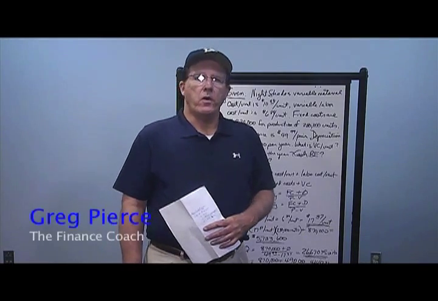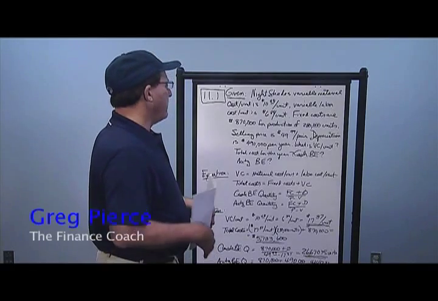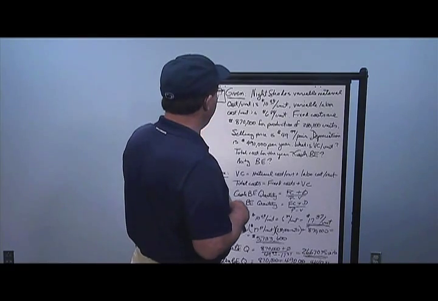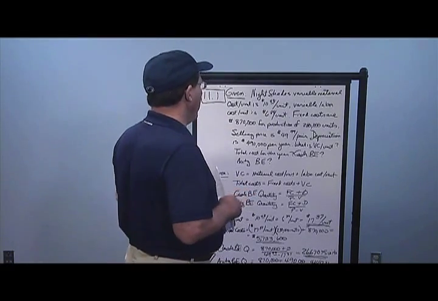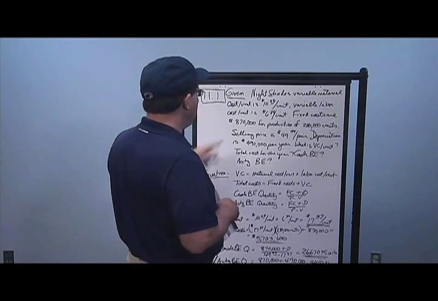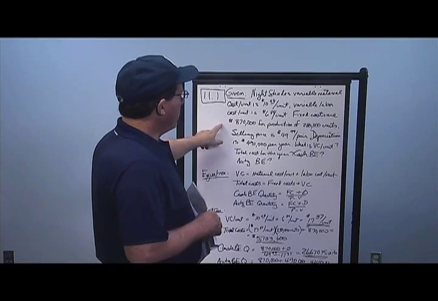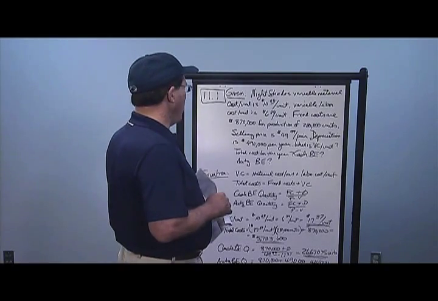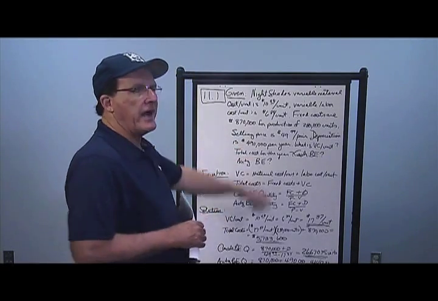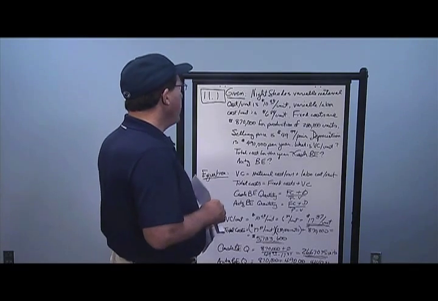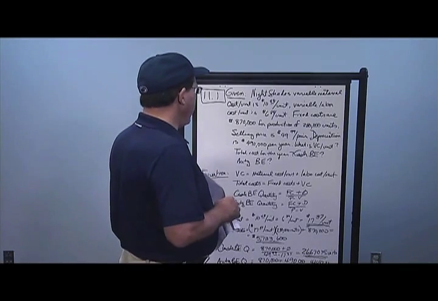Problem 11.1, we have Nightshade sunglasses with variable material cost of $10.48 per pair. Variable labor cost of $6.89 per pair. Fixed costs are $870,000. They're going to produce 280,000 units this year. Selling price is $49.99 per pair of glasses, and depreciation is $490,000 a year.